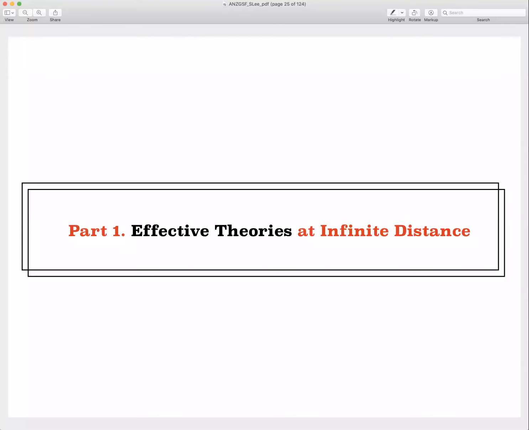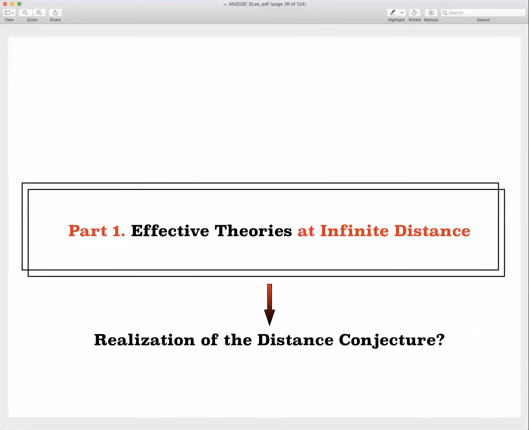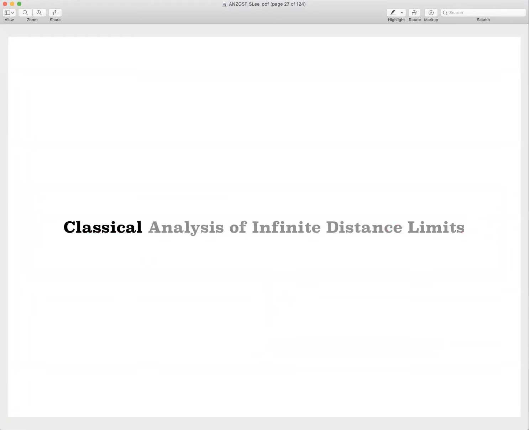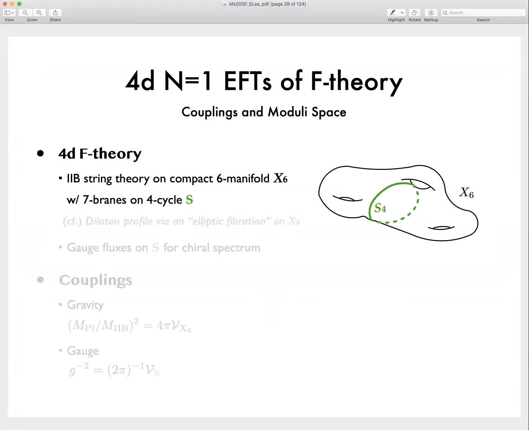Okay, good. In part one, we will be studying the EFTs at infinite distance, and we will explain how the distance conjecture is realized. So let's start with the classical analysis. As already mentioned, the arena is 4-dimensional N=1 EFTs of F theory. This is another name for type IIB string theory, compactified on an internal 6-dimensional space X6 in the presence of 7-branes that wrap around an internal 4-dimensional cycle, which I'll denote by S.